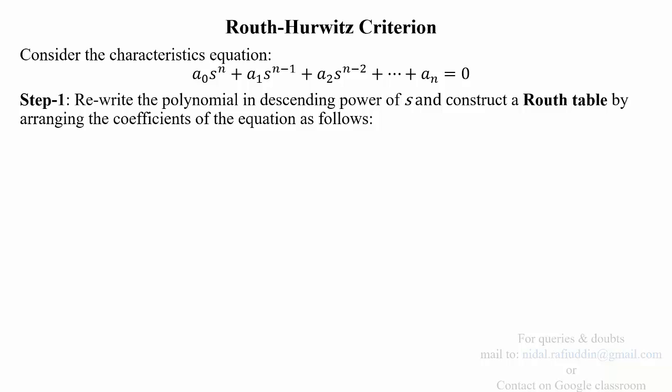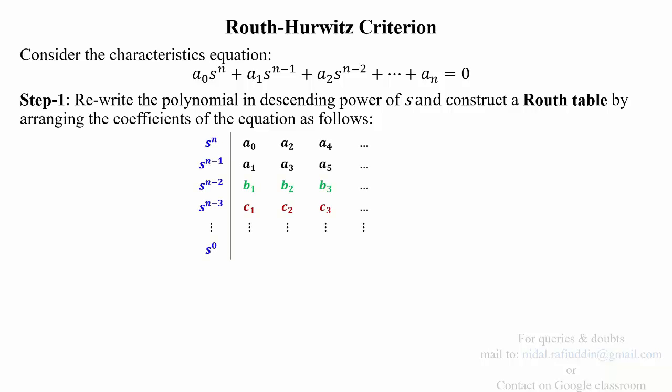So step 1 says that you will have to rewrite the polynomial, or ensure that the polynomial is written in descending power of s, and then you will have to construct the Routh table by arranging the coefficients of the equation as follows. First, before constructing this table, you will have to ensure that the characteristic equation is given in the form of descending power of s, because if it's not, then you'll have to rearrange it and write it in descending power of s. After that, you will be populating the Routh table.